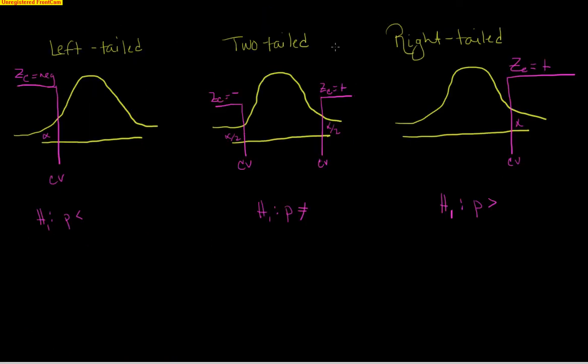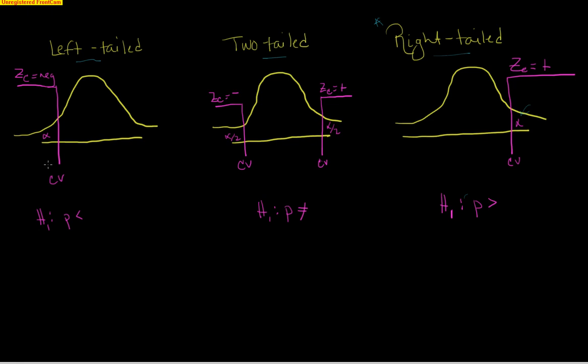Okay, there's 3 different types of tests that we can do. We can look at a right-tailed test, a left-tailed test, or a two-tailed test. The one we just did was a right-tailed test because it was greater than. We were focusing on being above the mean.